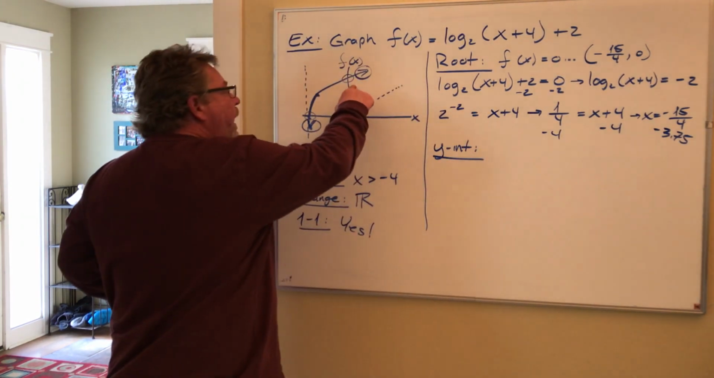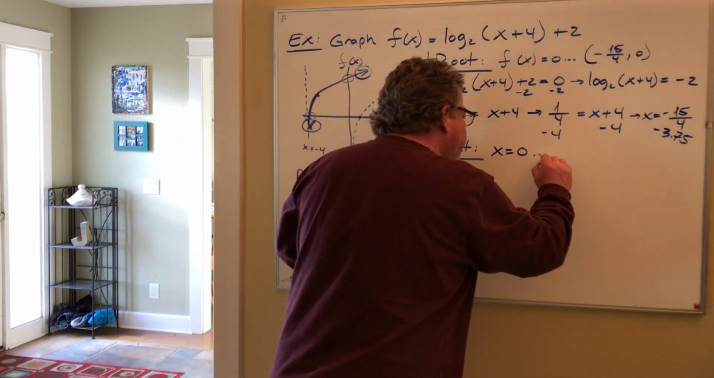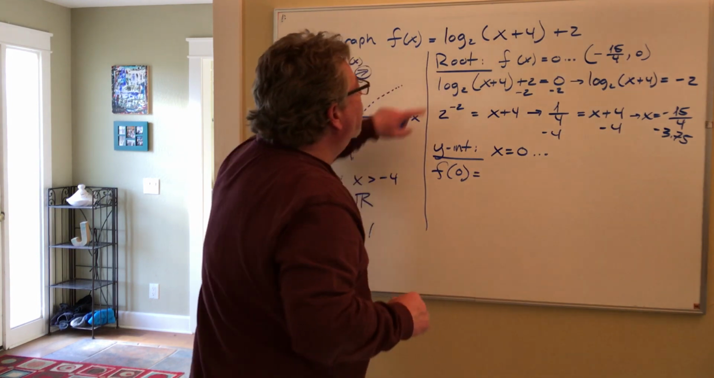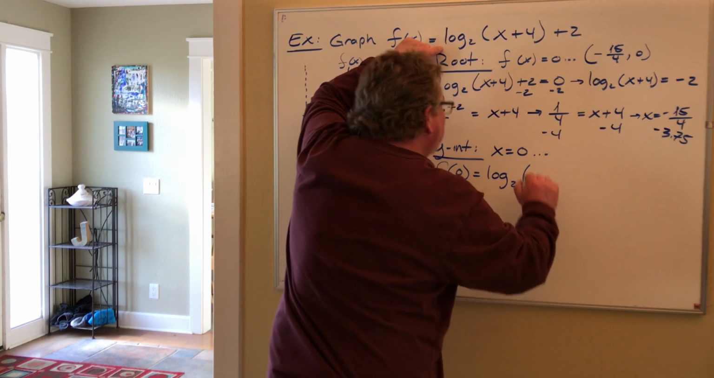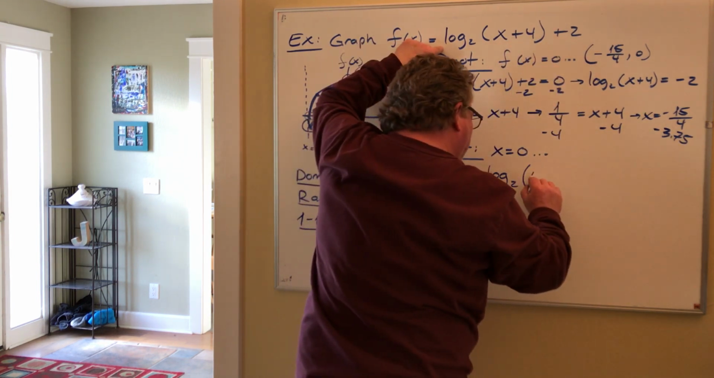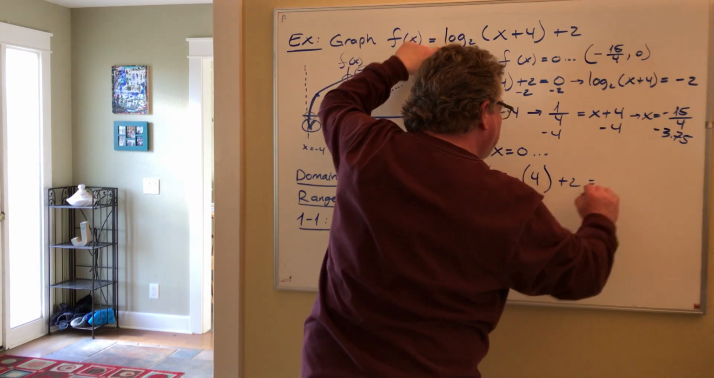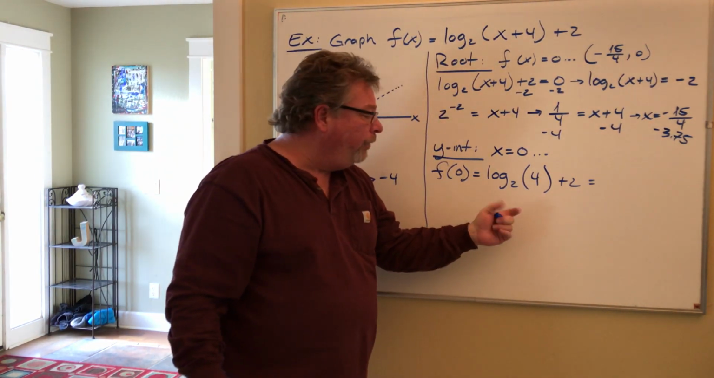Because that's this guy up here. Now this is easy. This is when x is equal to 0. So the function evaluated at 0 is going to be the logarithm base 2 of 0 plus 4, which is 4, plus 2. This logarithm is quite simple. We can do this one in our heads.